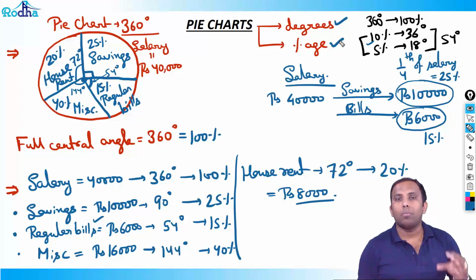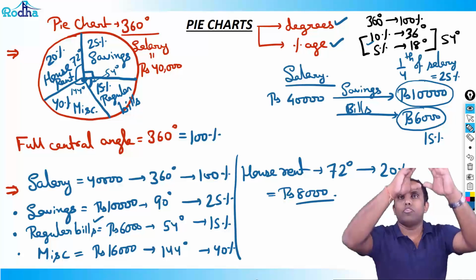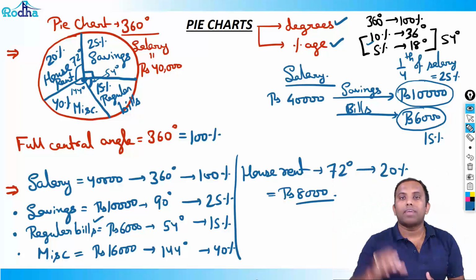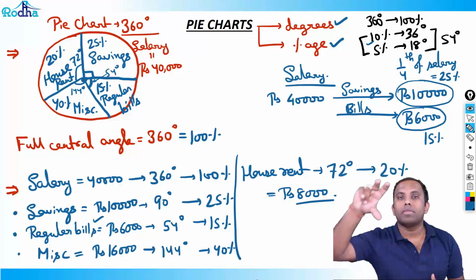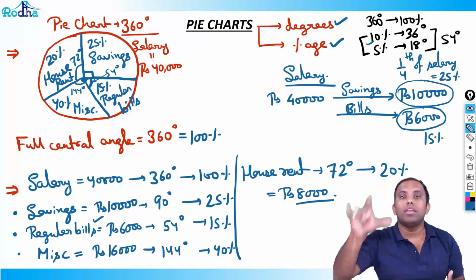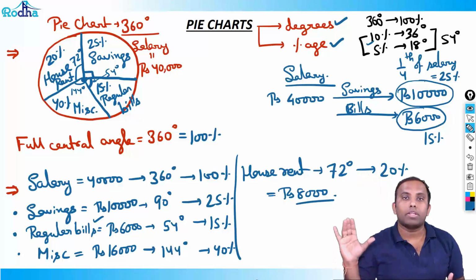Once you have this idea of how a pie chart is drawn: a full pie chart circle is a 360 degree angle, that means 100%. If some part is 10%, it takes 36 degrees of the pie chart. If some part is 25%, it takes 90 degrees. If some part is 40%, it takes 144 degrees. So this percentage is very, very important.